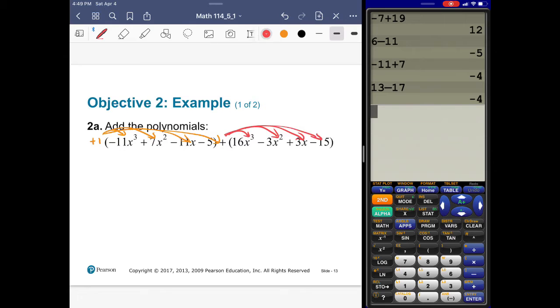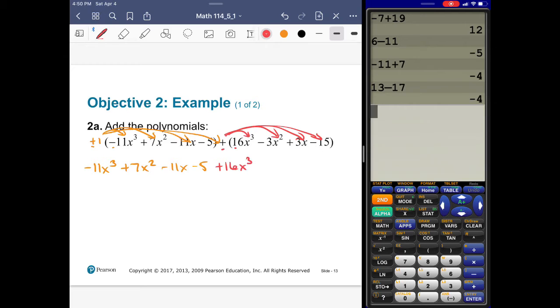Positive, okay, distribute here too. So let's start. A positive times a negative is negative 11x cubed. A positive times a positive is plus 7x squared. A positive times a negative is negative 11x. A positive times a negative is negative 5.